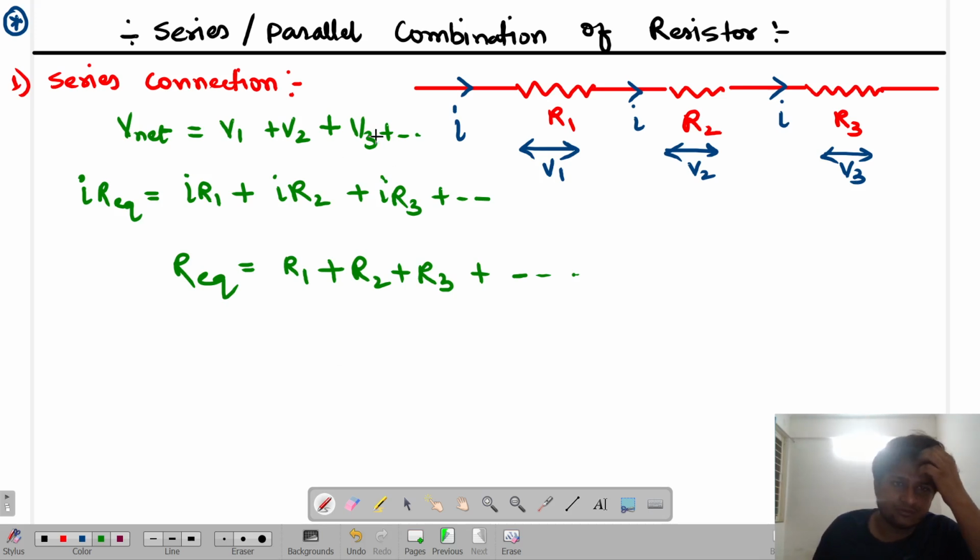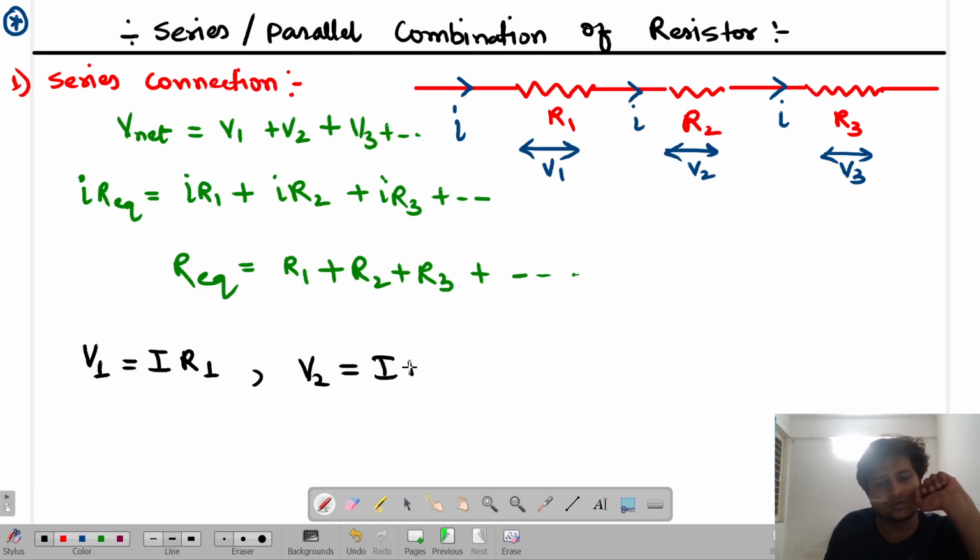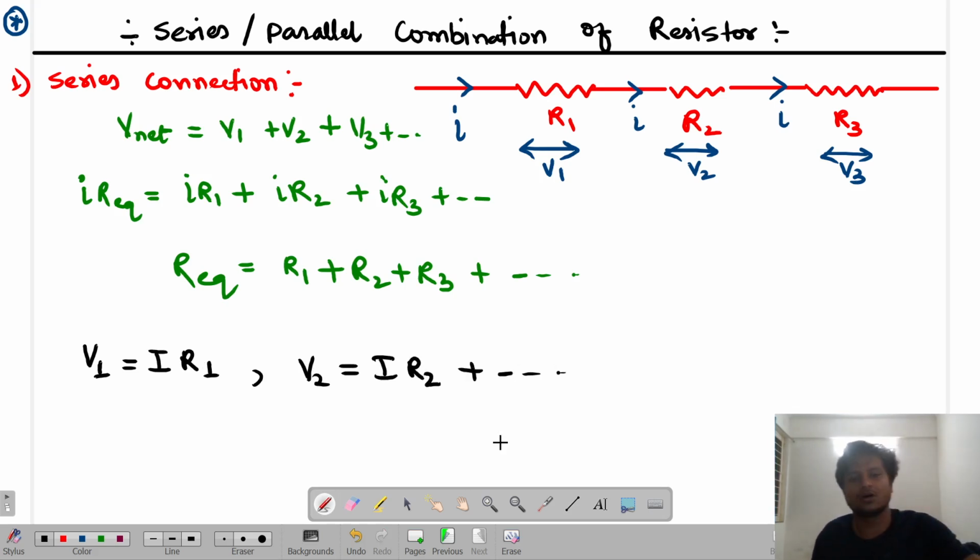So basically, if I want to find the potential across any one resistor, if I want to write the potential equation, V1 is what? Simple. V1 will be I into R1, net I. Similarly, V2 is I into R2. V is equal to IR. So I into R1, similarly V2, I into R2, and so on. Is that clear or not?